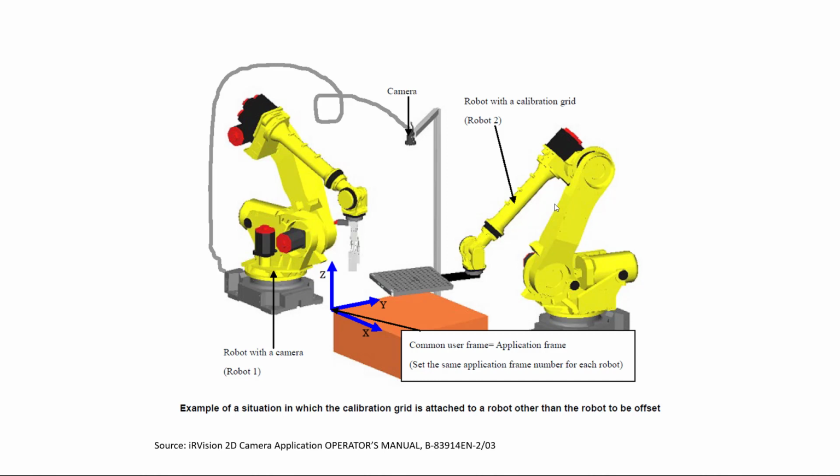There is one more thing that is required. Both robots need to have the same application user frame with the same number. That means that we cannot use user frame number 0 because this is not a common user frame for both robots. As is shown in this illustration, we're going to need a user frame attached to a fixture in such a way that both robots share the same user frame.